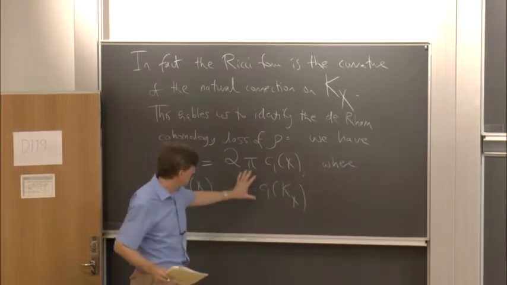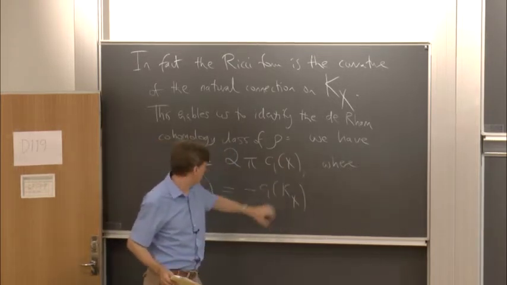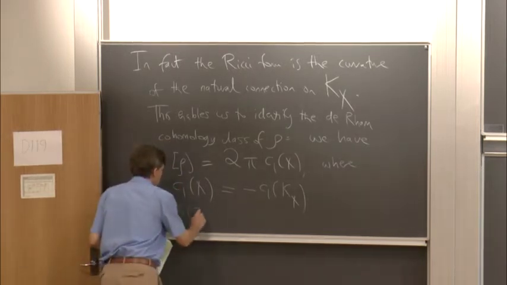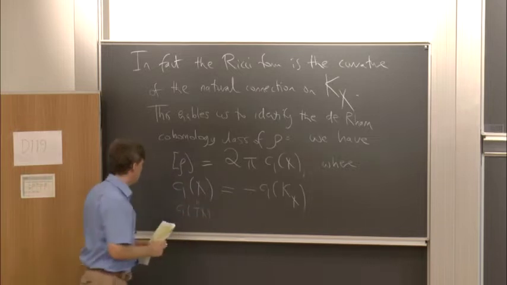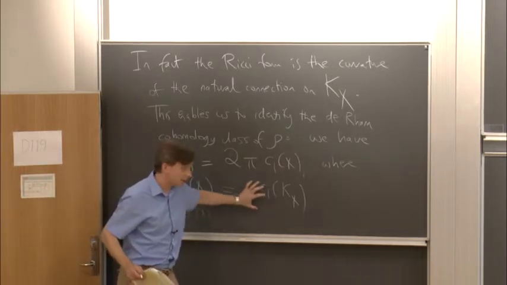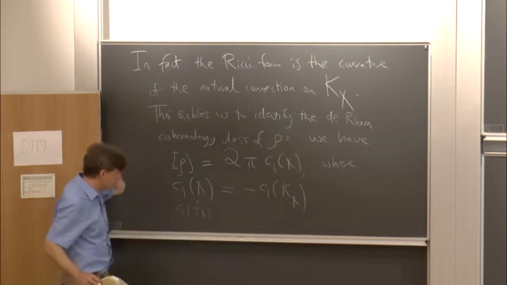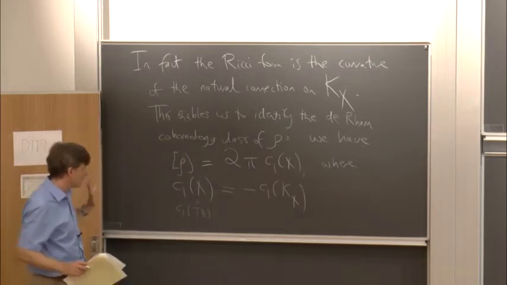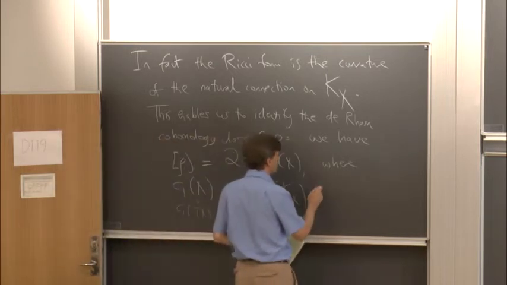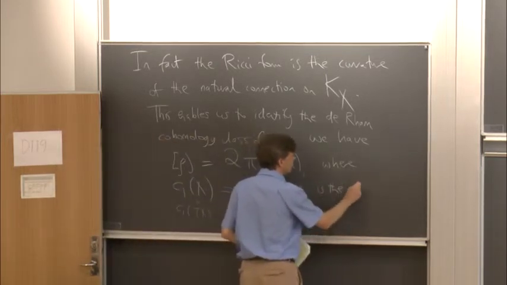The minus is because c_1 of X is by definition the first Chern class of the tangent bundle, and K_X is derived from the cotangent bundle, and the minus sign is because of the duality between the cotangent bundle and tangent bundle. So this is the first Chern class.